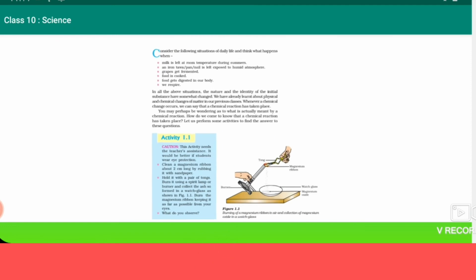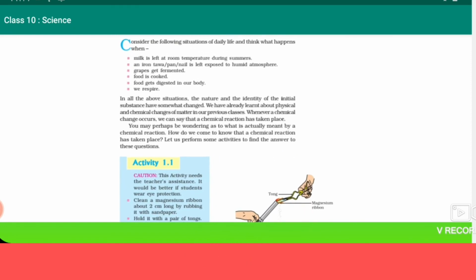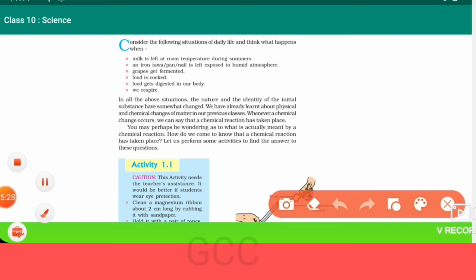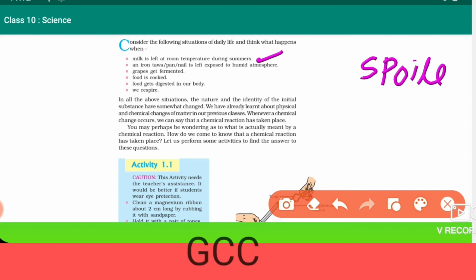Now you see, all of you please. First of all, what they told in the NCERT is that we have to consider daily life examples. Few daily life examples are there. Number one, milk is left at room temperature during summer. When milk is left outside the refrigerator during summer, it will get spoiled. I think you know very well. That is why in summer we should keep milk refrigerated. Clear? So when fresh milk turns to spoiled milk, it is also a reaction.